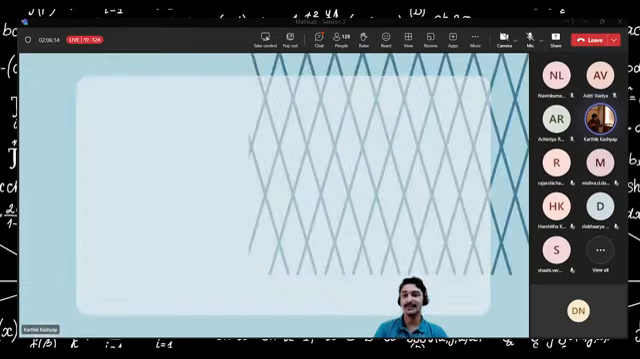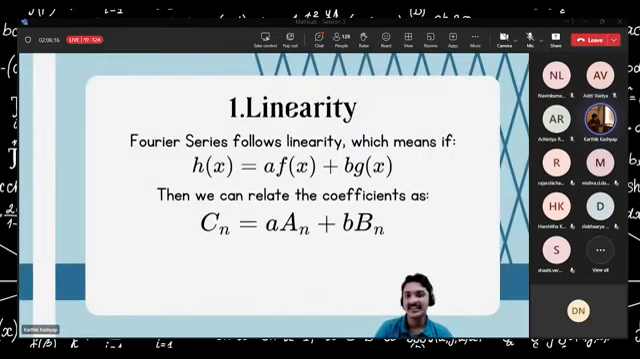So for this, the first property is linearity. Let's say h of x is equal to a f of x plus b g of x. That is, a and b are some constants, and h of x can be represented as a linear combination of f of x and g of x. With this, we can directly equate the Fourier series coefficients as Cn is equal to a times an plus b times bn. So this follows linearity.